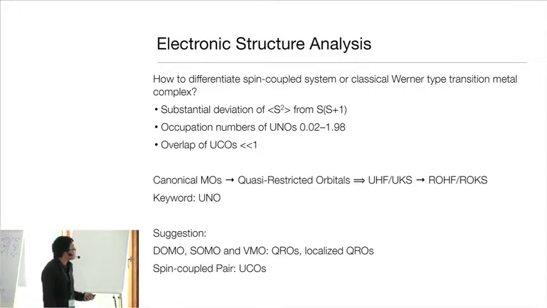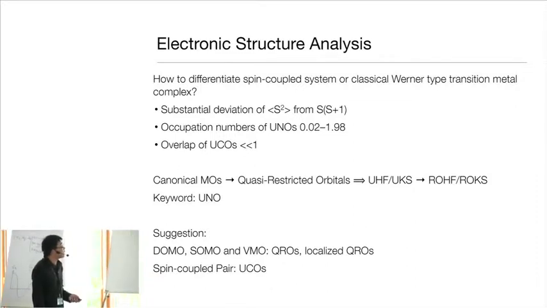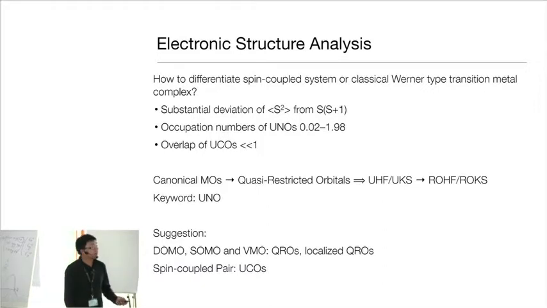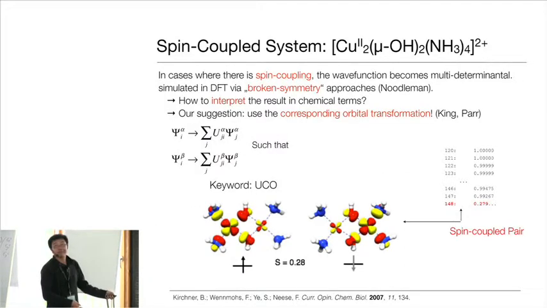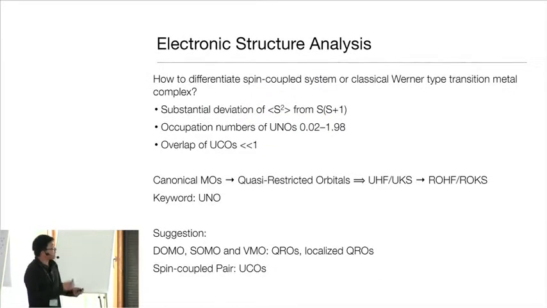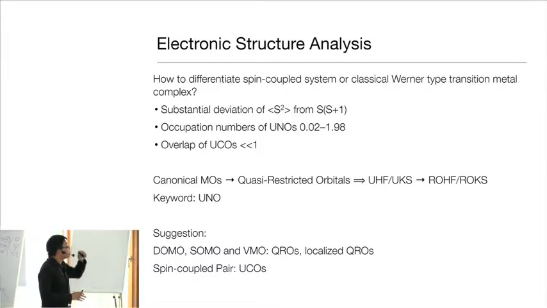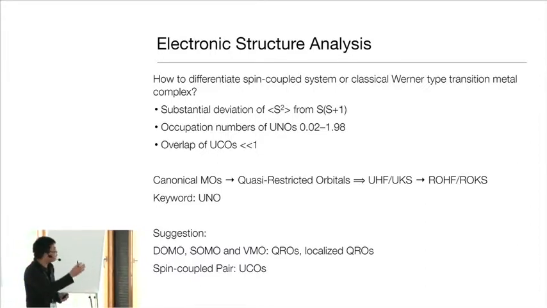And then we implemented the so-called unrestricted natural orbitals, and you can find that the occupation numbers of this spin coupled pair have at least one orbital larger than 0.01 and less than 1, and another larger than 1 and less than 1.98. And then the most straightforward way of all is to look at the unrestricted corresponding orbitals, which show you the overlap in that case is 0.3 something, okay? Once you differentiate these two things, you know how to draw the picture. That's what I'm going to show you later.